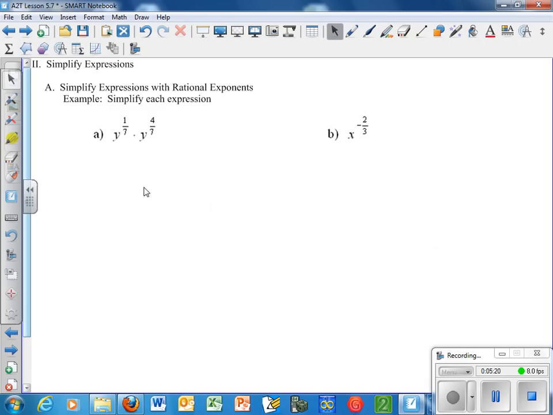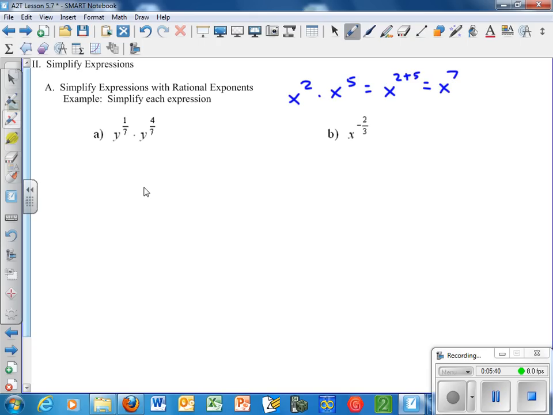Okay, simplify expressions. Simplifying expressions with rational exponents. Okay, I want to review a problem here first. Let's go back to stuff you did when the exponents weren't rational. If you had x squared times x to the fifth, the product rule says we add exponents. So it was x to the 2 plus 5 power, or x to the 7th.